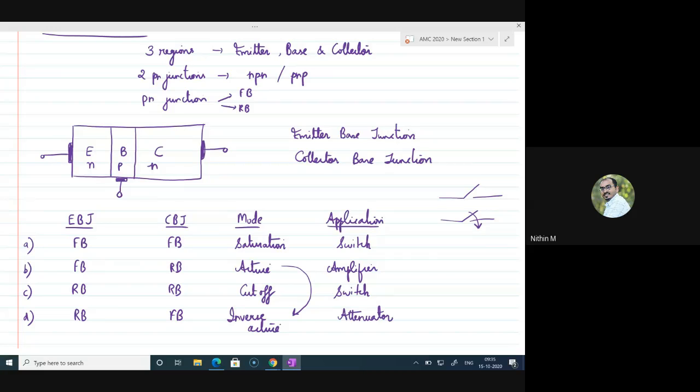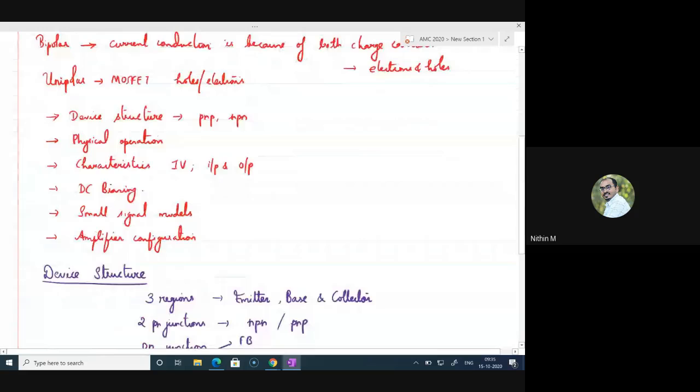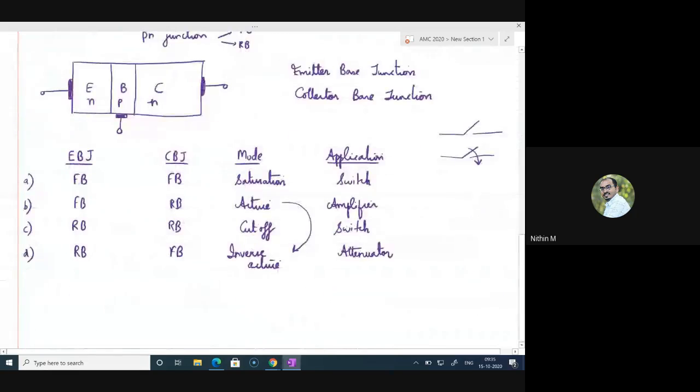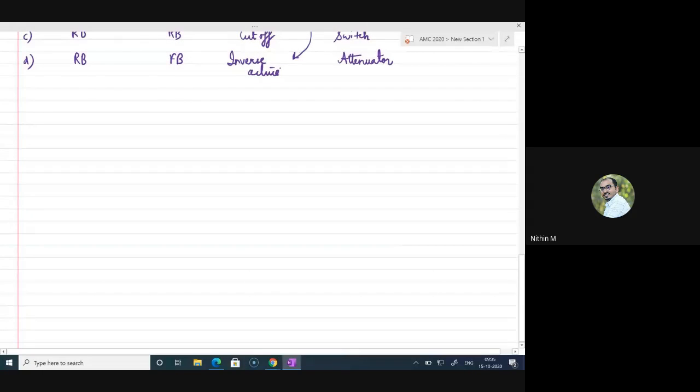Now, before going to the details, we have just seen the device structure. Before looking at device operation and other things, I just want to give you some numericals, where you can apply KCL and KVL and find the operating point. I just want to check how comfortable you are with these kinds of things.